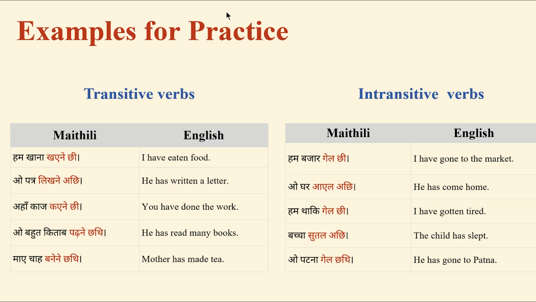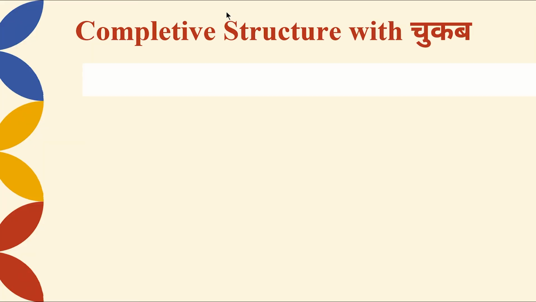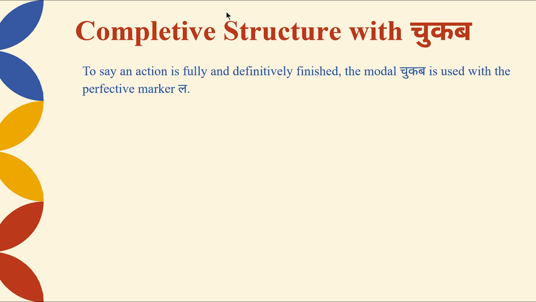Okay. So moving on. Now there is another form of perfective tense where we have a completive structure, where the action is already complete in the present. So how do we create such sentences? We use the word chukab. To say an action is fully and definitively finished, the modal chukab is used with the perfective marker L.